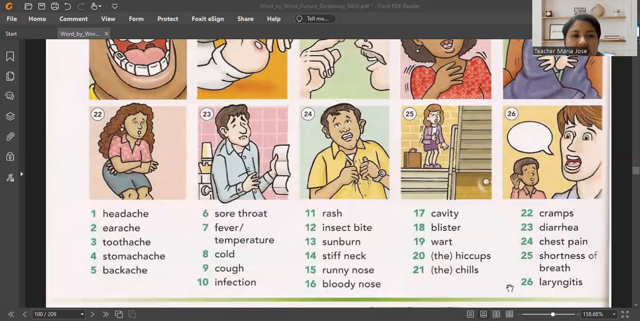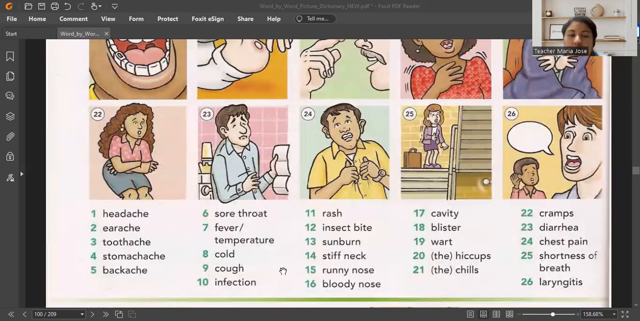For example, if you tell me, teacher, I have a headache, my advice would be, take an aspirin. Okay? No, you should take an aspirin or you can take an aspirin. No, take an aspirin, imperative. So verb and complement, just that.